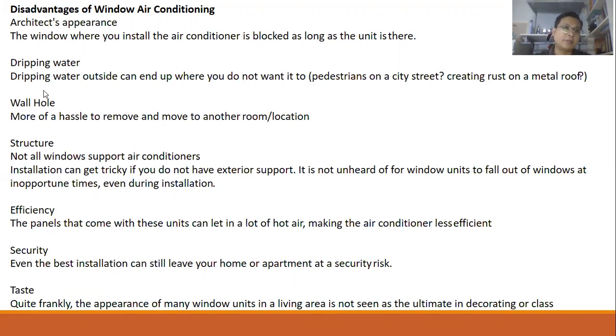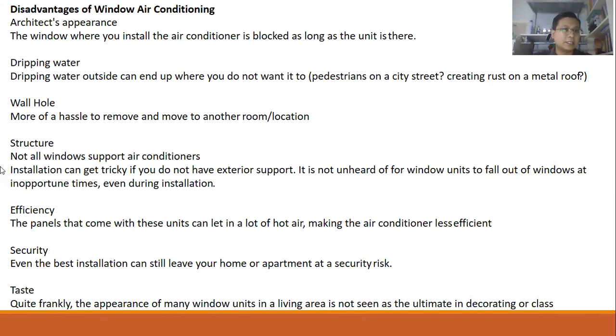Dripping water. Dripping water on the outside can end up where you don't want it, like pedestrians on a city street, or creating rust on a metal roof. So it will drop to the outside, maybe to the road, maybe to another balcony, to your neighbor. A wall hole. As we know, we will make a hole in the wall, and after we remove the aircon system, the hole remains.